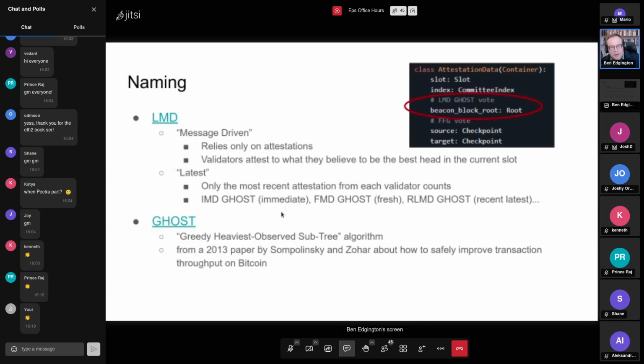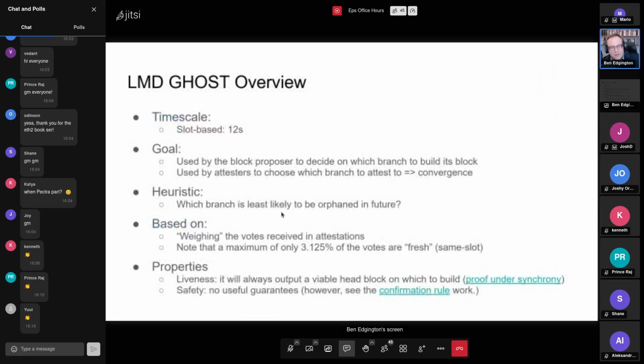So that's the naming, and these are the key points about LMD Ghost. Its timescale is short. It's this 12-second slot-based protocol. So we're making a decision every 12 seconds about what the head of the chain is. And so it's relatively rapid for a global network. That's why we have to broadcast attestations via the P2P as swiftly as we can.